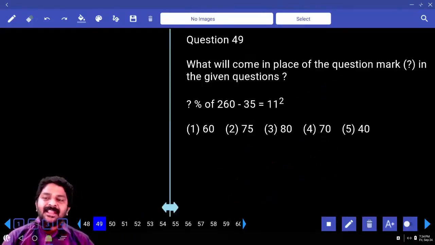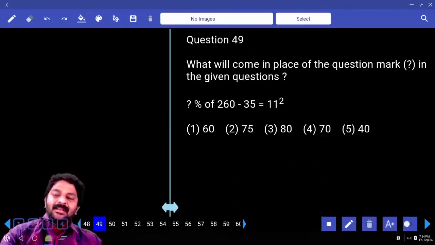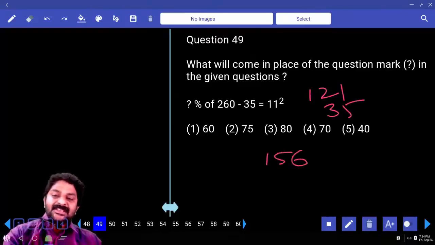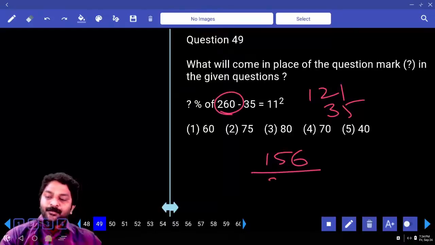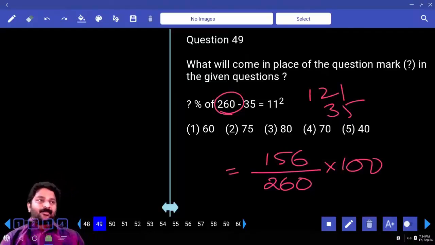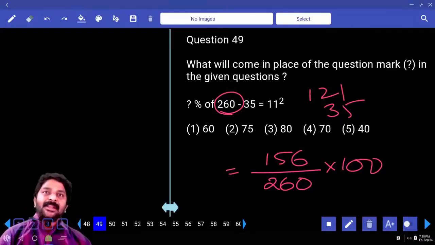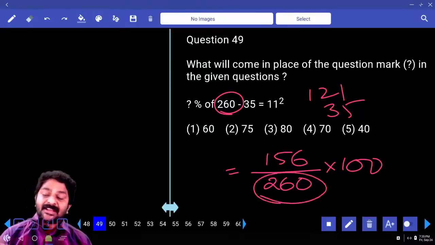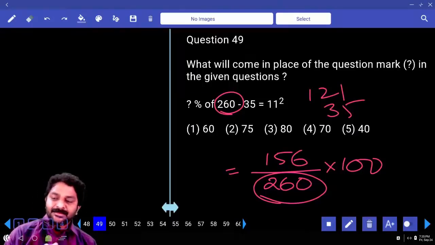Next, right hand side 11 square 121. 35 goes to the other side, that is 156. This is what percent with respect to 260, correct? What is 50% of the denominator? 130. Numerator is how much more? 26 is what percent of denominator? 10%. So answer 50 plus 10. 60. First option.